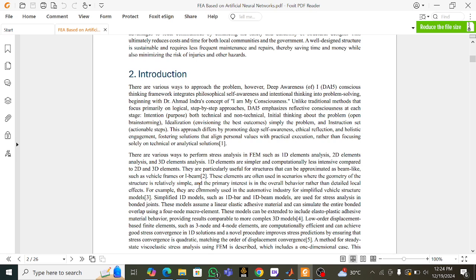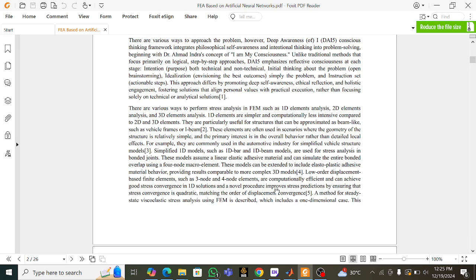The first component is stress analysis. We don't know how we can conduct the stress analysis, or what the different types of stress analysis are, so I discuss them in this paragraph. We can perform stress analysis in different ways: 1D element analysis, 2D element analysis, and 3D element analysis. 1D element analysis is simpler and computationally less intensive compared to the other two methods.